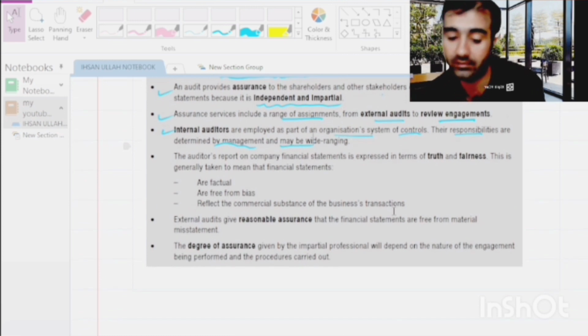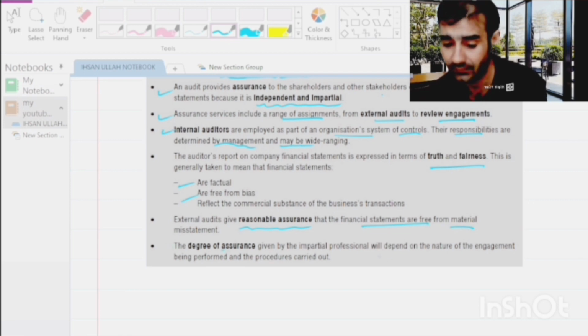The auditor's report on the company's financial statements is expressed in terms of truth and fairness, and we have discussed auditing. External audit gives reasonable assurance that financial statements are free from material misstatement, and the degree of assurance given by the impartial professional will depend on the nature of the engagement being performed.